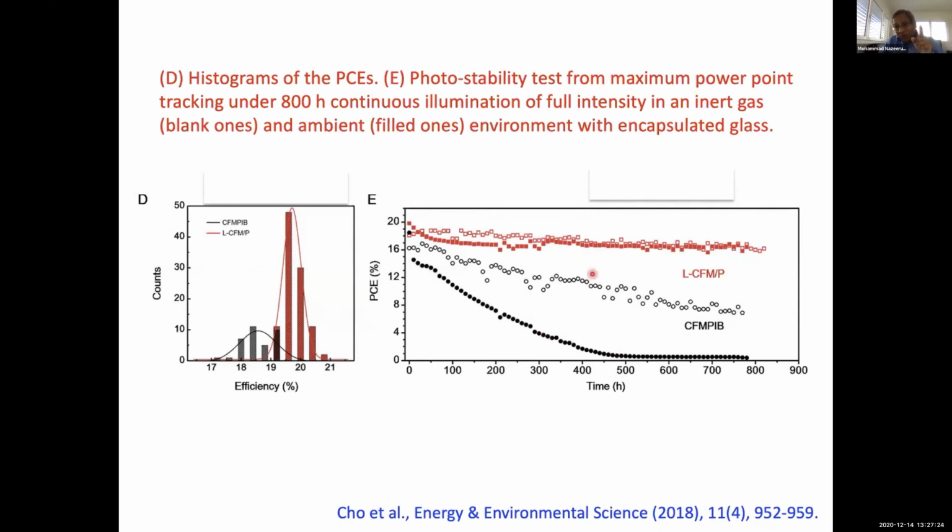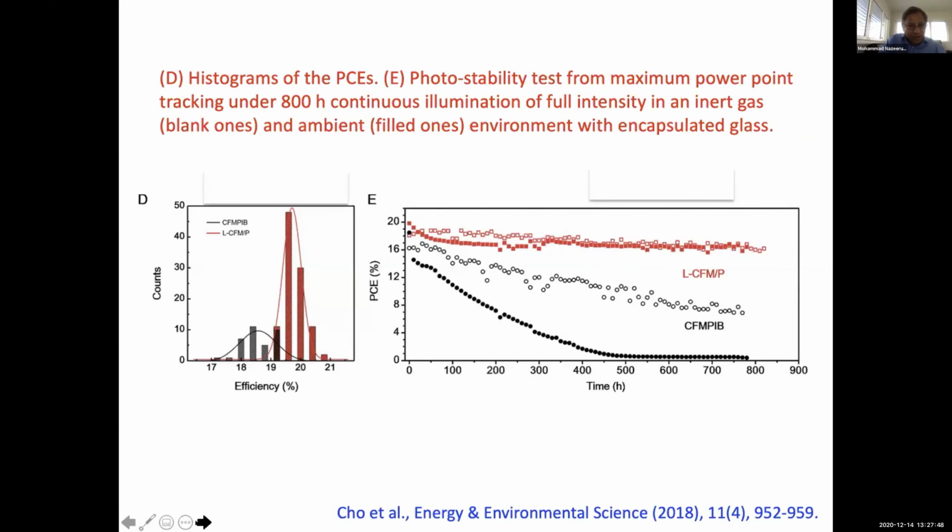The moment we deposited two-dimensional perovskite, in both cases, under argon atmosphere and in an open environment but encapsulated, they overlap in the stability data up to 800 hours. So this is the beauty of having two-dimensional perovskite as a protecting layer on top of three-dimensional perovskite.